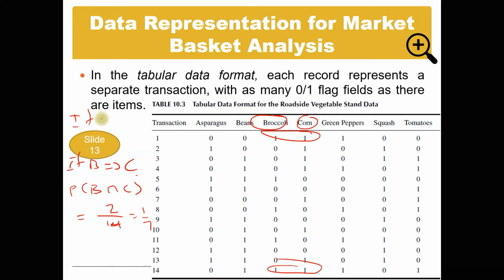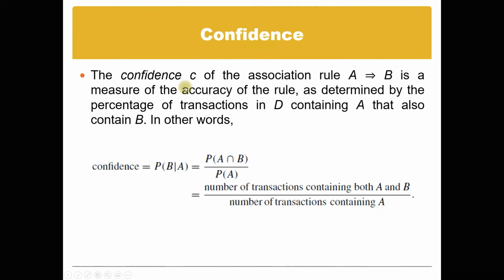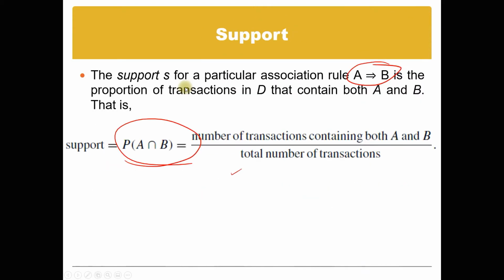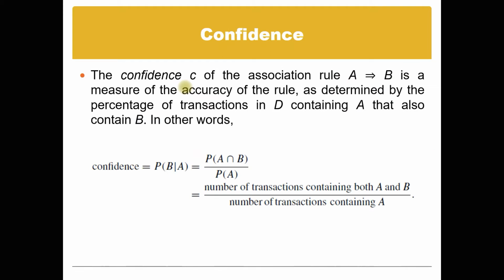But if I ask you if C then B, that is if corn then broccoli, these are two different rules, number one. But their support, I think you would already understand what's going on. C intersection B is going to be 1 out of 7 again, just like this one. The support will not be different, right? The support will be the same, but the confidence is going to be different.